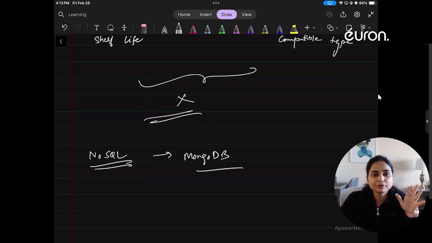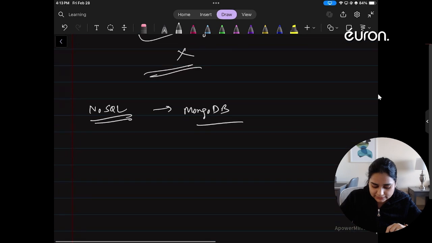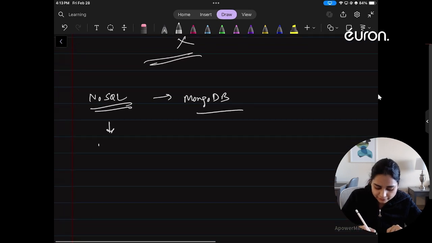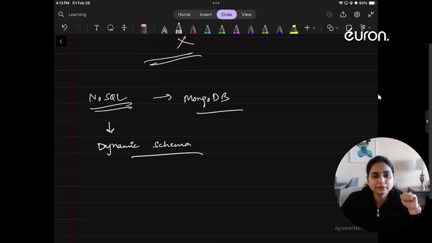So when you talk about NoSQL databases, these actually have a dynamic schema. Here you will have the flexibility on how you define attributes. You do not require a fixed schema. You can have a different set of attributes in the same database. That is how a NoSQL database works.